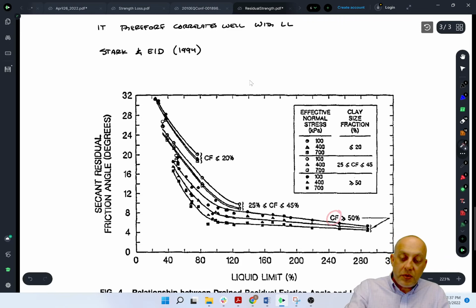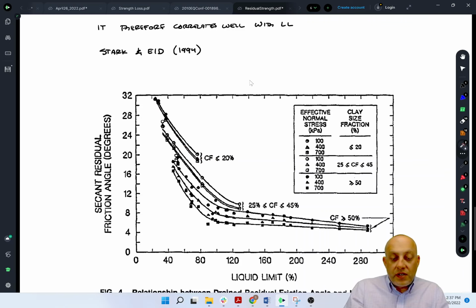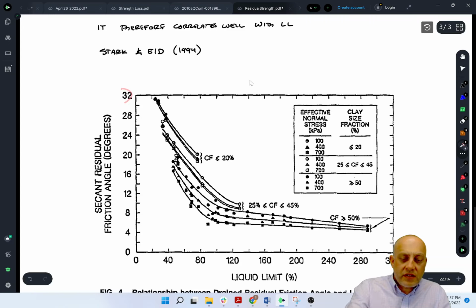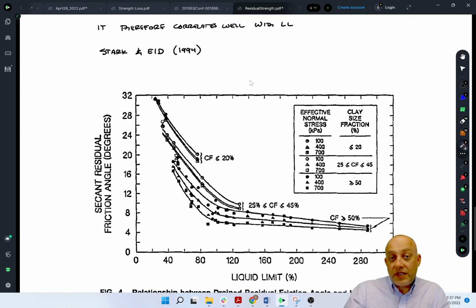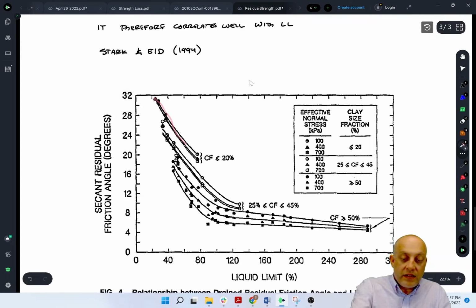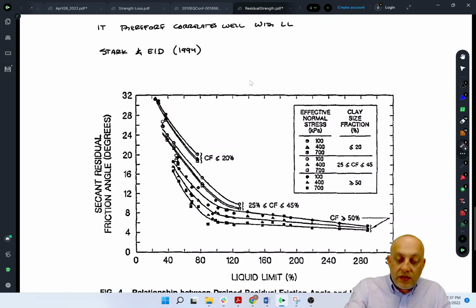And then these CF numbers are clay fraction. So this would be clay fraction less than or equal to 20%. You get a correspondingly lower liquid limit and a higher residual friction angle. Notice 32 degrees is kind of a common critical state friction angle for sand. So as you get up to there, you're getting closer to a sand-like material, and as you get more clay, it drops off pretty quickly. So, all right, these are different clay fractions here, there, and there. A lot of the time we'll be using this one down here because we have a fairly high clay fraction in our soil.